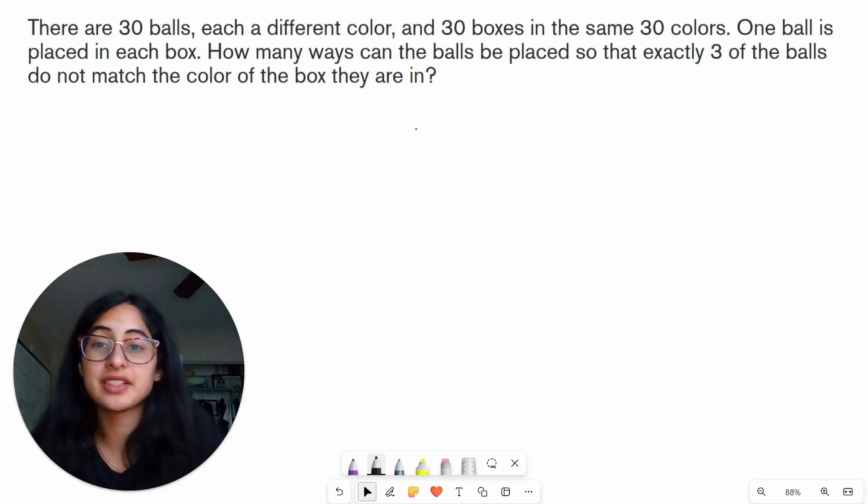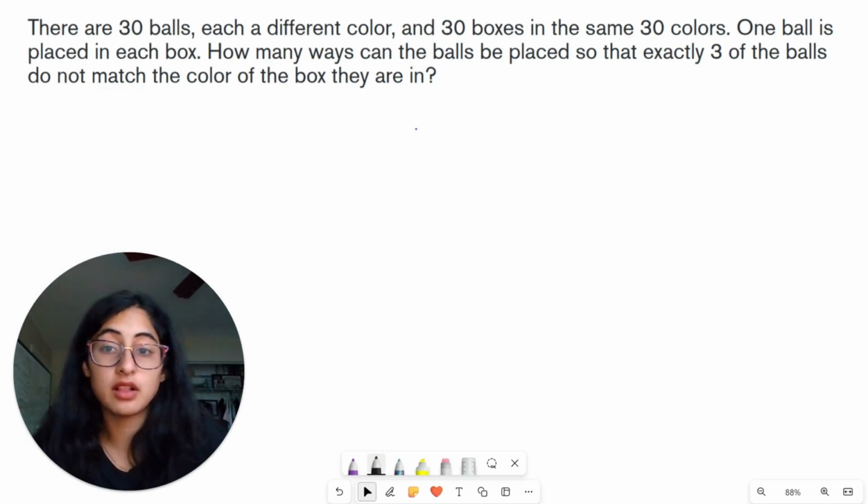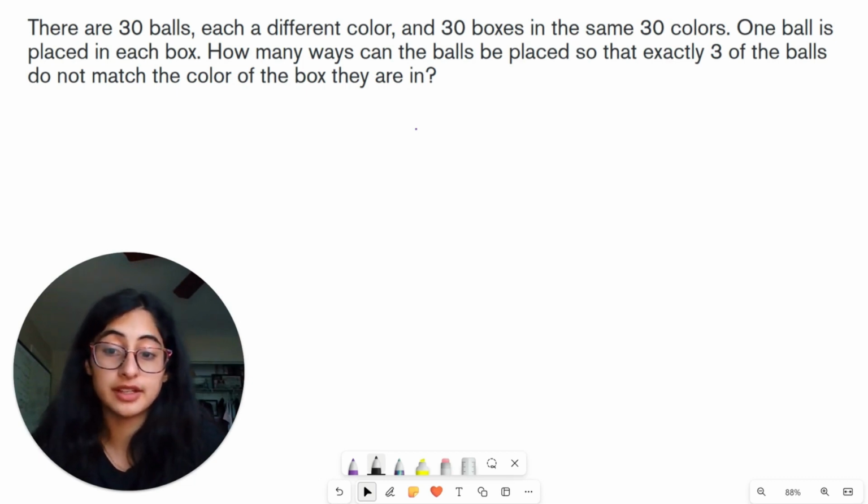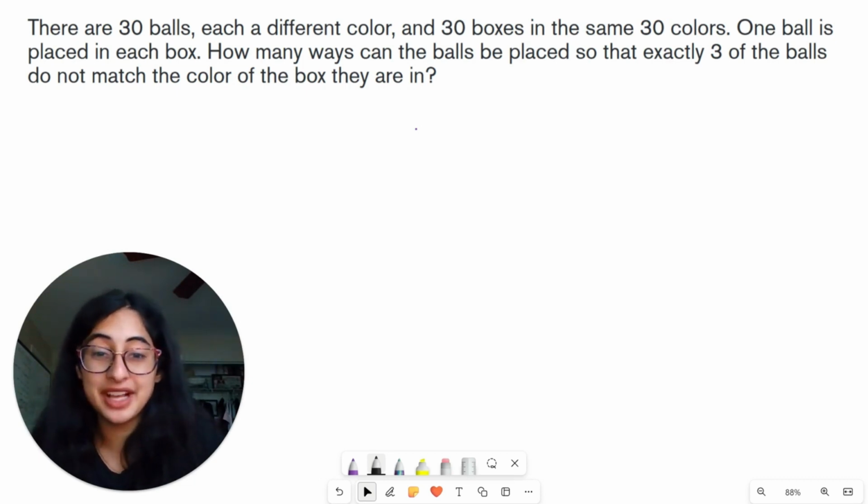Alright, so this question says there are 30 balls, each a different color, and 30 boxes in the same 30 colors. One ball is placed in each box. How many ways can the balls be placed so that exactly 3 of the balls do not match the color of the box they're in? Okay, so let's break this down a little bit.